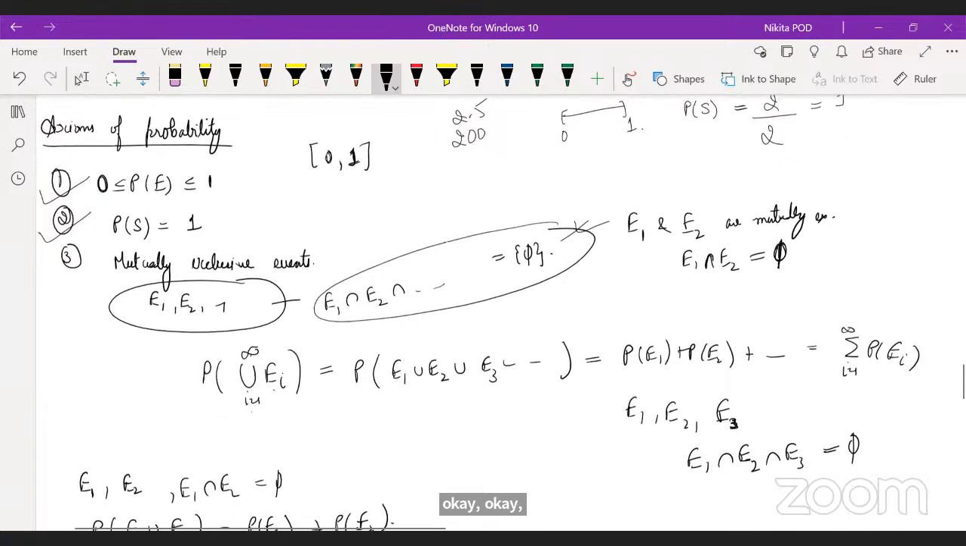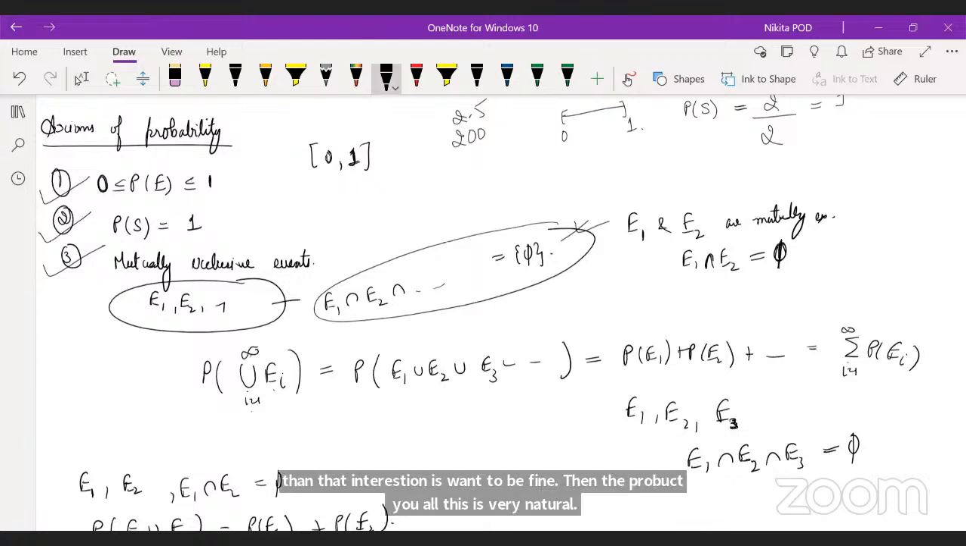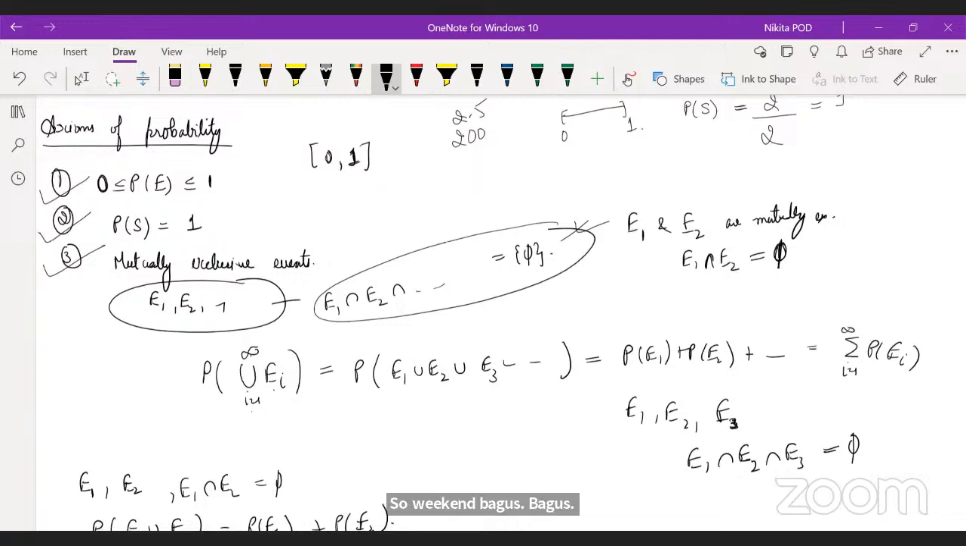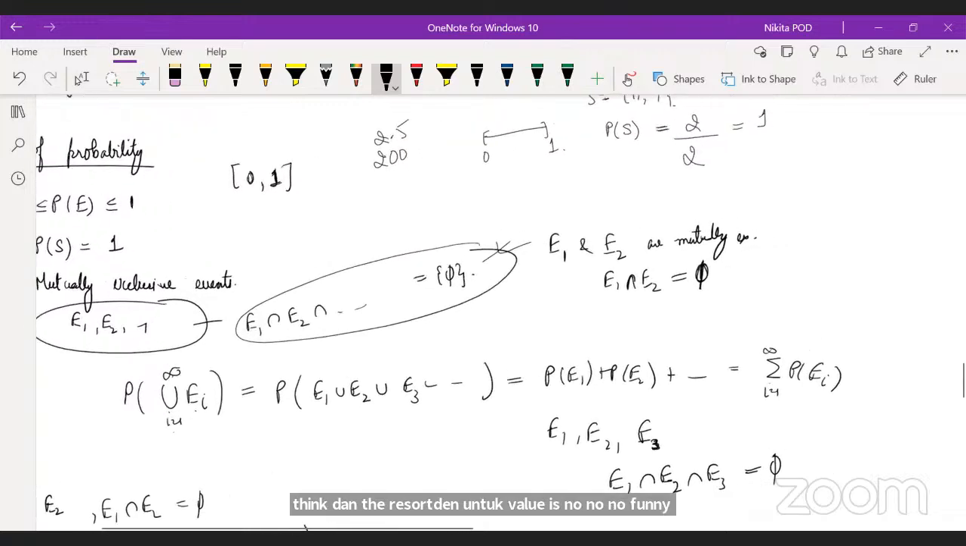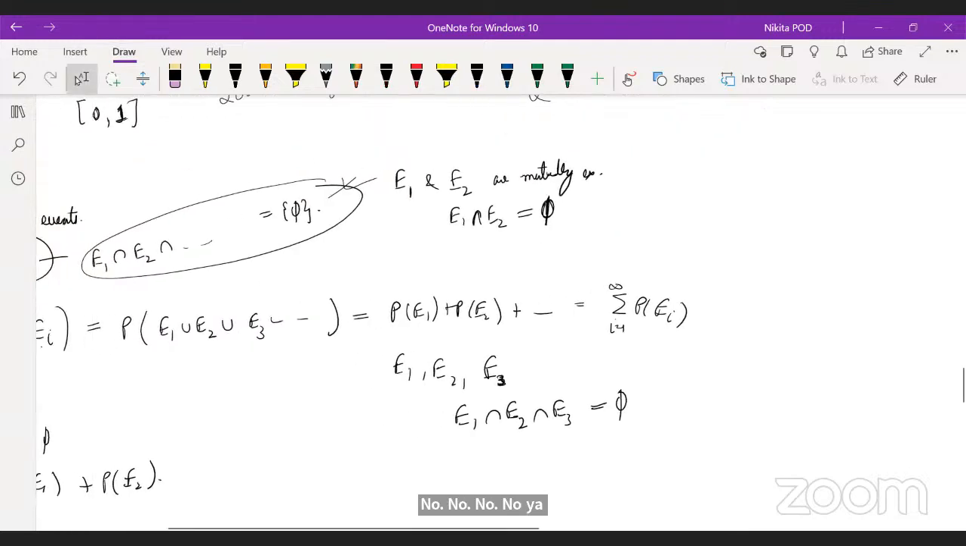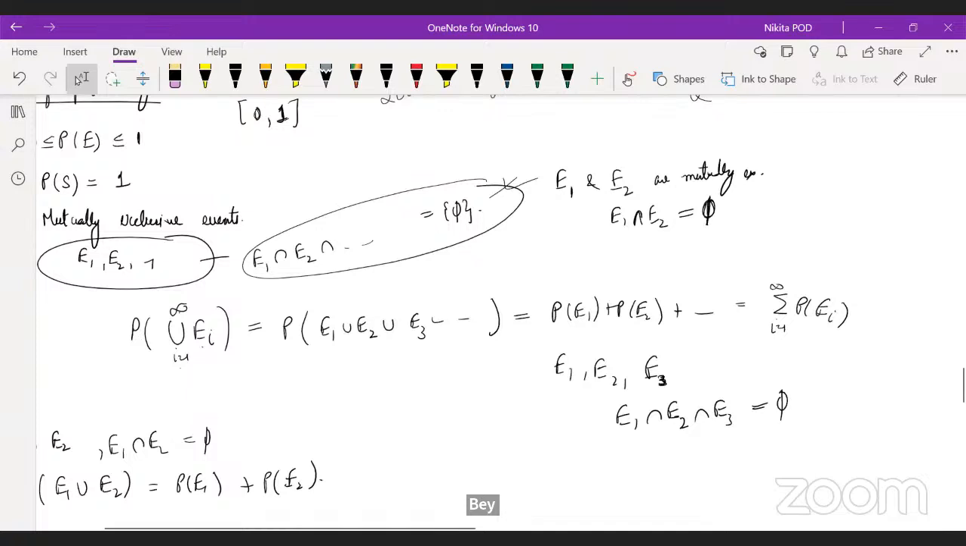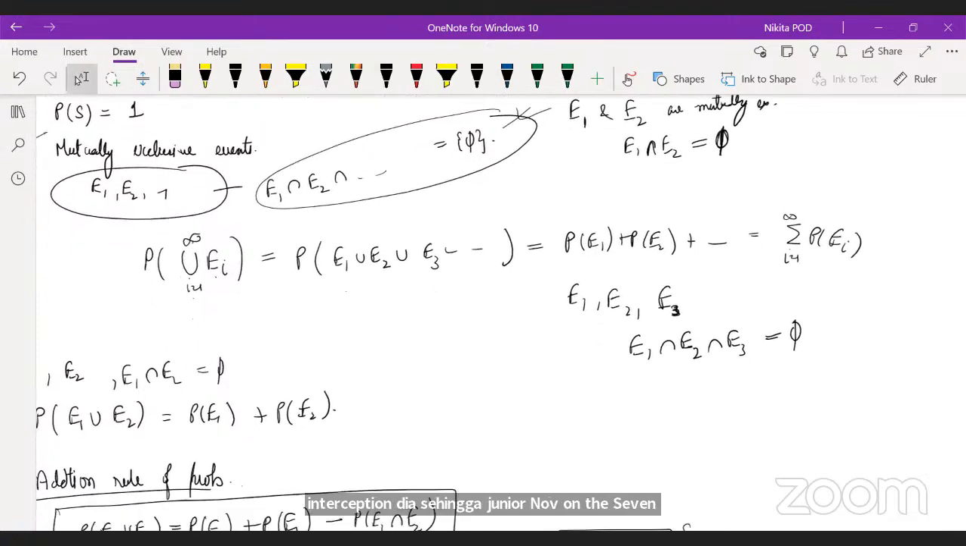Excuse me, ma'am. If E1, E2, and all the events are mutually exclusive, and the intersection is going to be phi, then the probability of all these events should also equal 0, I think. Why? Because if they are mutually exclusive, if they are just disjoint, then the resultant value is null phi only, and the probability of phi, I think, is 0. No, we are not saying intersection. We are saying union of all these events. Okay. Sorry. So when you are doing union, it will add up.